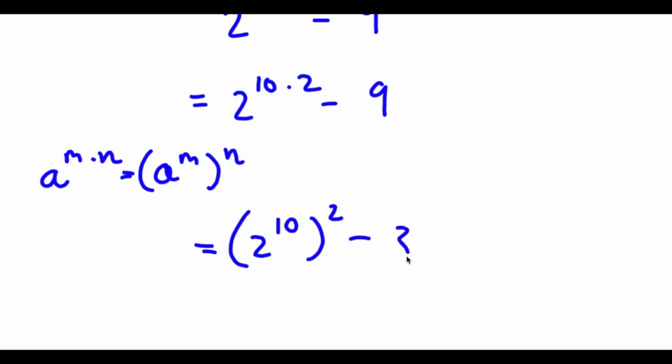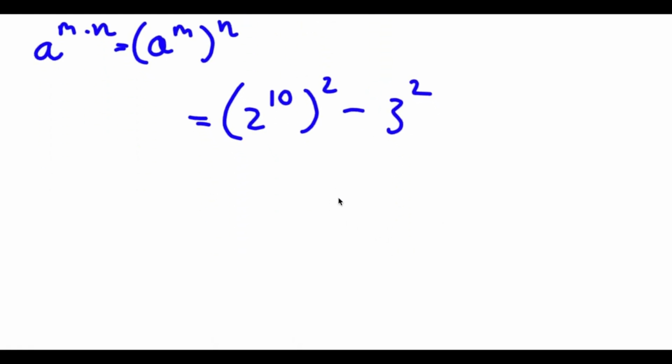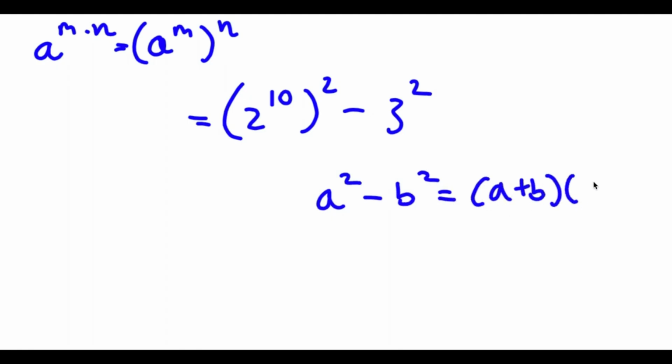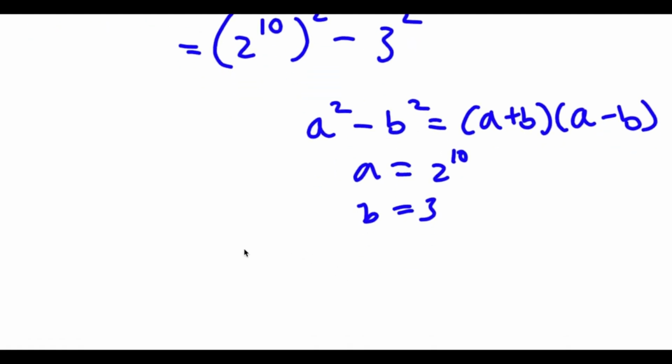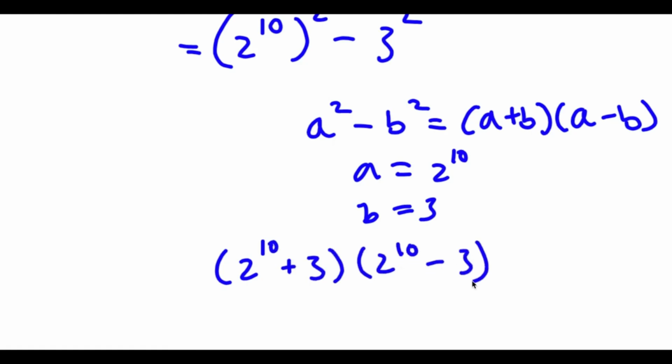And 9 is the same thing as 3 squared. So now, if I have something in the form a squared minus b squared, this is equal to a plus b times a minus b. So in this case, a is equal to 2 to the power of 10, and b is equal to 3. So now I have 2 to the power of 10 plus 3 times 2 to the power of 10 minus 3.